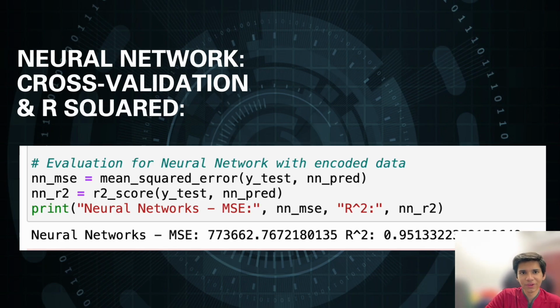As for our neural network, which took quite long to run on Jupyter Notebook, we returned an R-square value of roughly 95%, which is quite high.